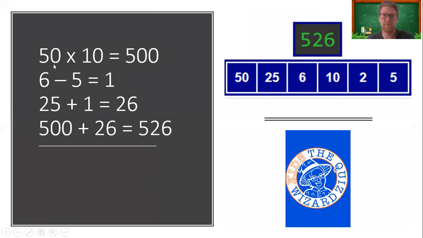So if you did 50 times 10, that gives you 500. So you're quite close already. If you use the 6 and take away the 5, you get 1. And then if you take that 1 and add it to the other 25, you get 26. You add the 500 and the 26 together to get 526. As I say, if you got that, well done.